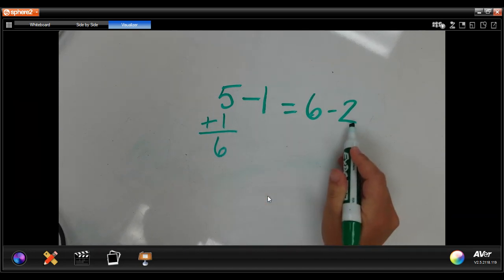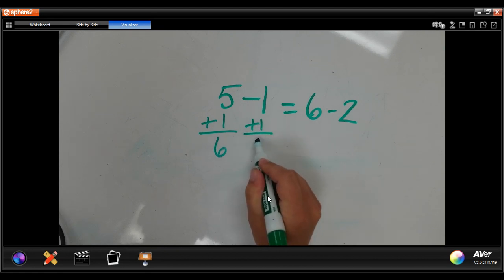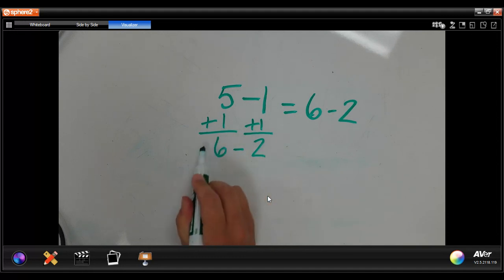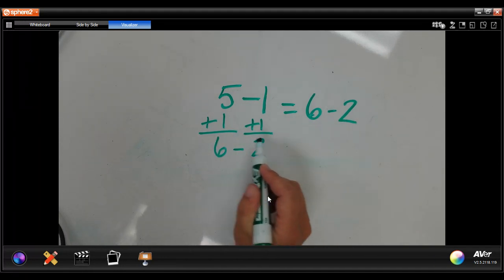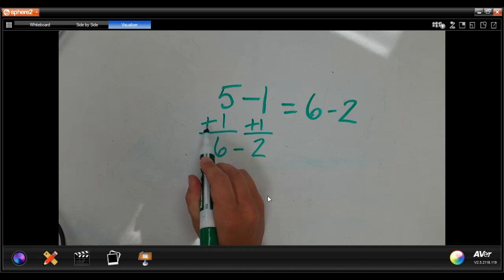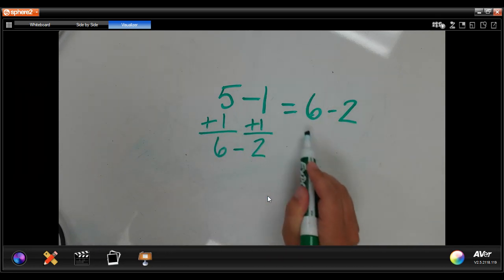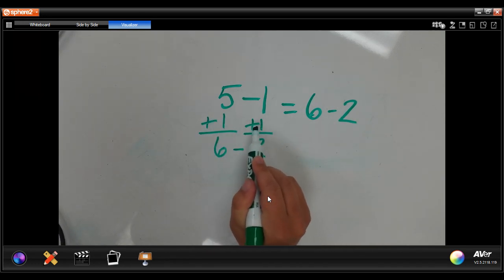1 plus 1 will give me 2. So now I have the same equation: 6 minus 2 equals 6 minus 2. For subtraction, like I said, we have to do the same thing to both of the numbers for the sides to be equal. So if I add 1 here, I have to add 1 here.